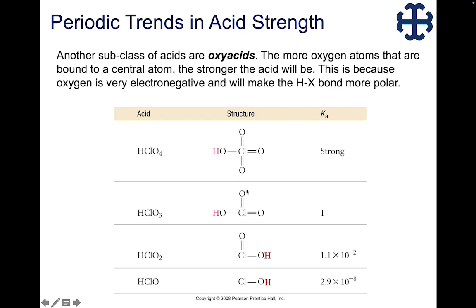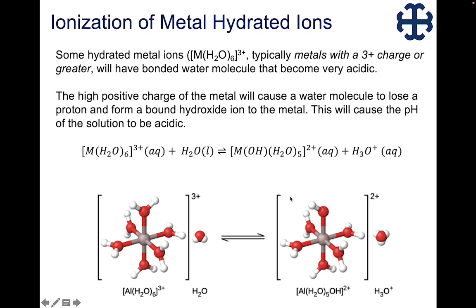It's going to continue to pull electrons away from the chlorine and away from the oxygen that has a bound hydrogen. As it does that, that means that our bond between the oxygen and hydrogen weakens and becomes more and more acidic the more oxygens we have. Okay. And lastly, I covered this last week, but it's going to be relevant again in class, and so I wanted to cover it again.